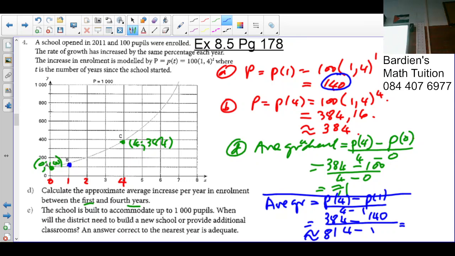That's why I said I wasn't sure where they're taking the reading from. Calculate the approximate average increase per year in enrollment between the 1st. Okay, they use that as the first year. I use that as the first year. My English is not that good, but I'm sure that is what they meant. But I think in the examination we will be more clear exactly which values you must use.